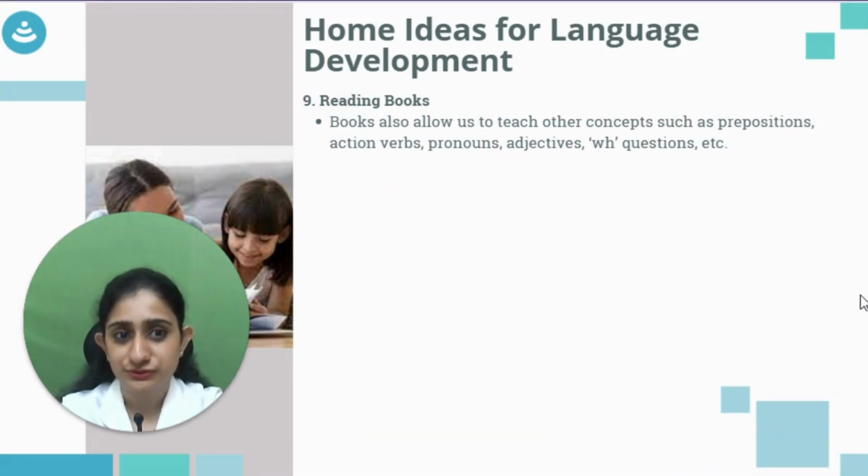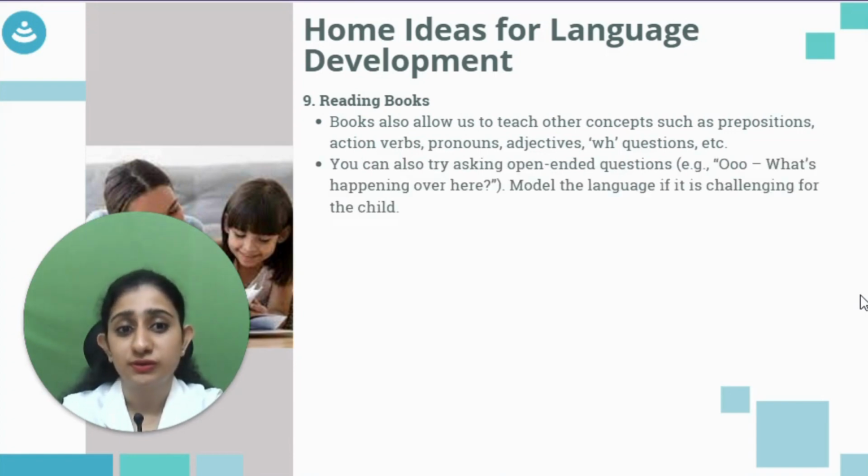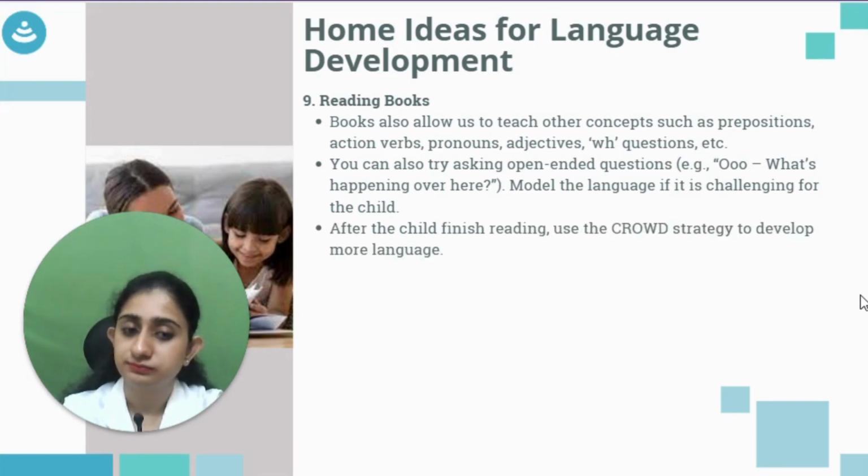Books also allow us to teach other concepts such as prepositions, action verbs, pronouns, adjectives, WH questions, etc. You can also try asking open-ended questions. Example, what's happening over here? Model the language if it is challenging for the child.